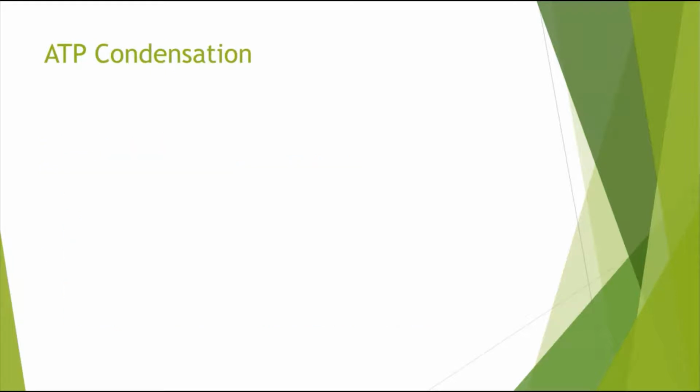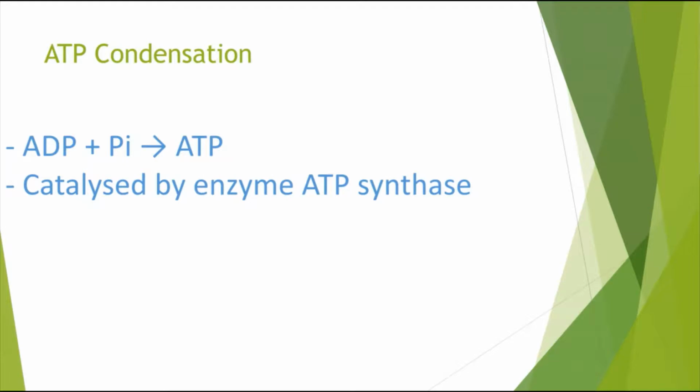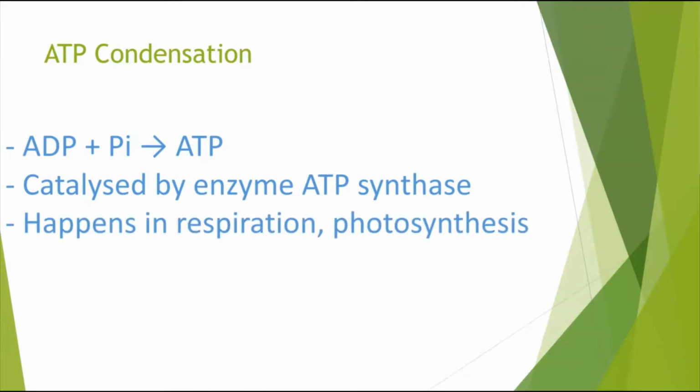Right, so moving on to the ATP condensation. This would be the opposite of ATP hydrolysis. So in this case, the ATP would be generated from ADP, so from the adenosine diphosphate and an inorganic phosphate, and this is catalyzed by the enzyme ATP synthase, and it happens in respiration and photosynthesis.